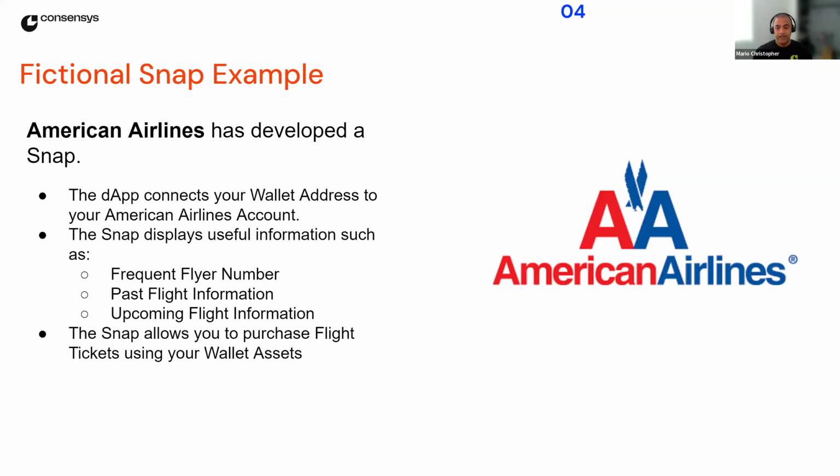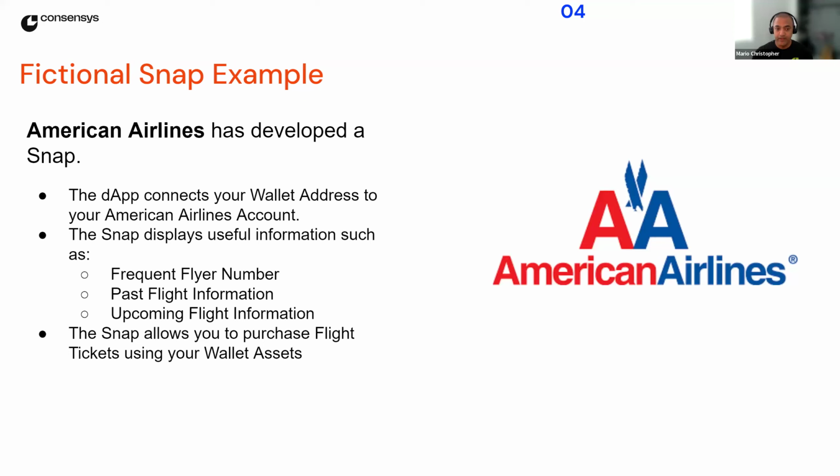So yes, American Airlines is building a Snap. Their homepage or their companion dApp allows an end user to log in. And once a user has logged in, they are into their account, they would then be able to connect their wallet to their account. So why does this happen? Because the Snap now is able to do some interesting things because of this connection between your American Airlines account and your wallet. The Snap is now able to display things such as frequent flyer number, past flight information, your upcoming flight and the status, and so on.